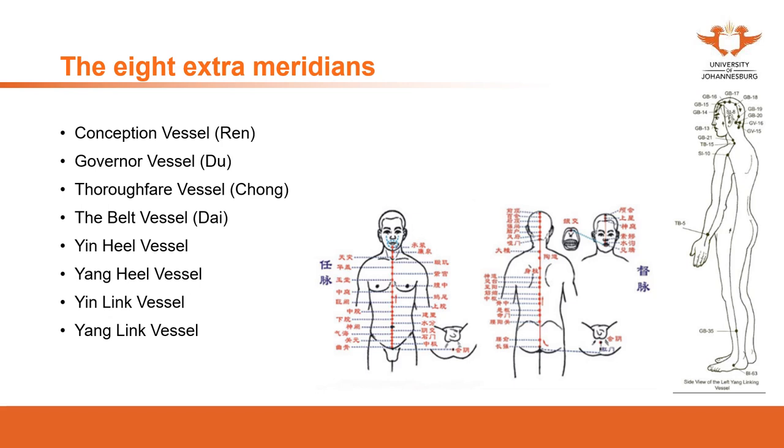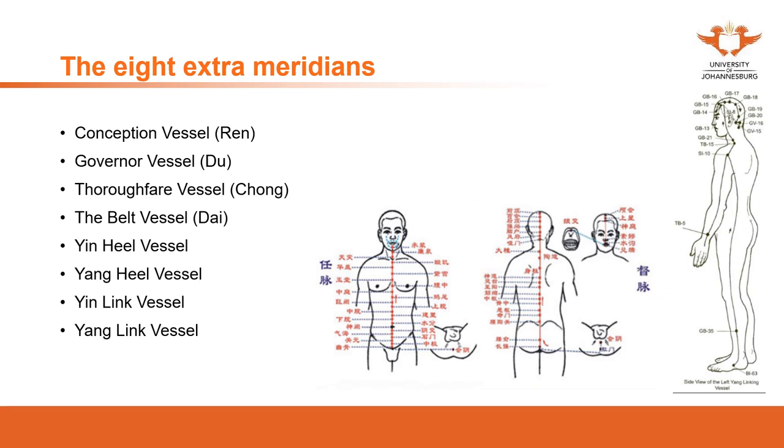The names of the extra meridians: conception vessel or Ren meridian, governor vessel, two Chong meridians, belt vessels, Yin Qiao, Yang Qiao, Yin Wei, Yang Wei. As you can see, we have different names, and when we study the individual meridians, you will see different names, but this is just due to translation.